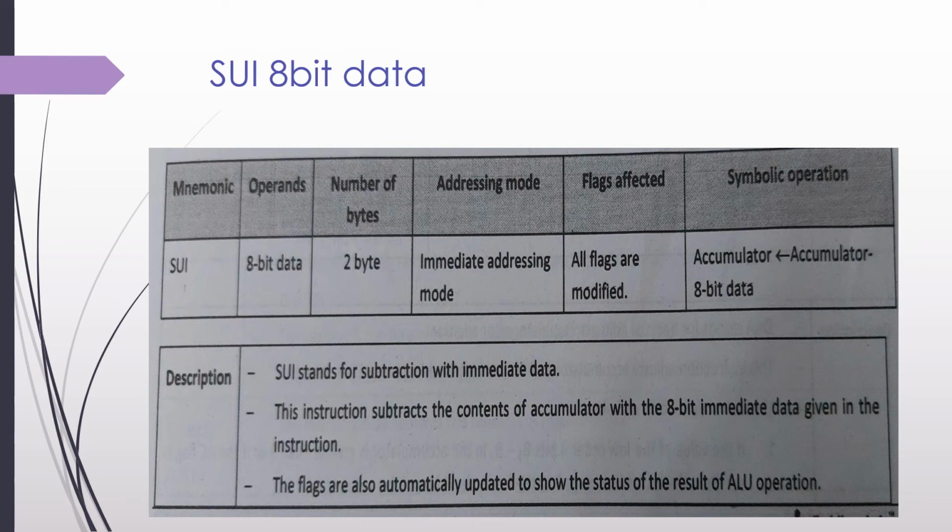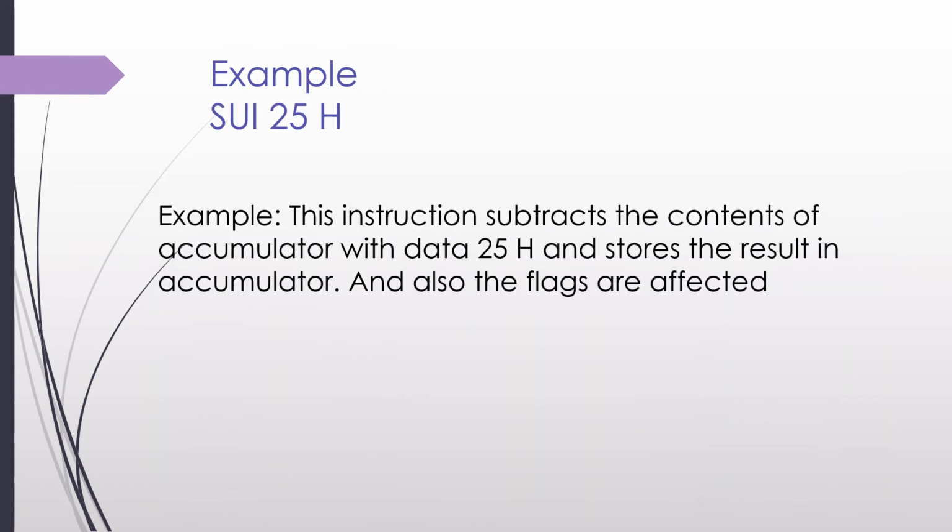Okay, so as an example you can consider something like SUI 25H. When you do this SUI 25H, you need to consider the content of the accumulator. I have given this for you to do as your own homework, so that you understand how the subtraction happens and how to write the effect of this operation on the flags. Suppose you consider the accumulator content as 24, then it is 24 minus 25. And if you consider the accumulator content as 26, it is 26 minus 25.